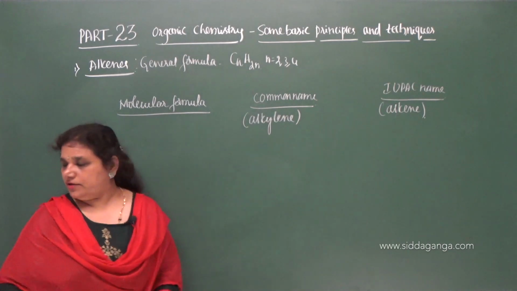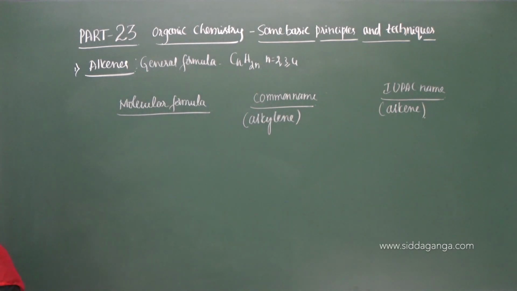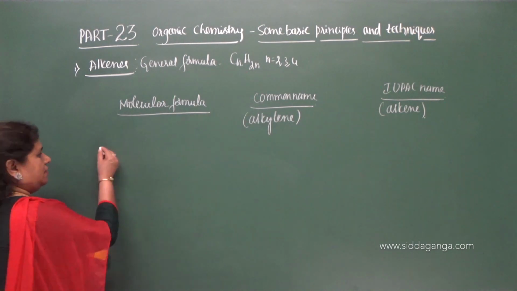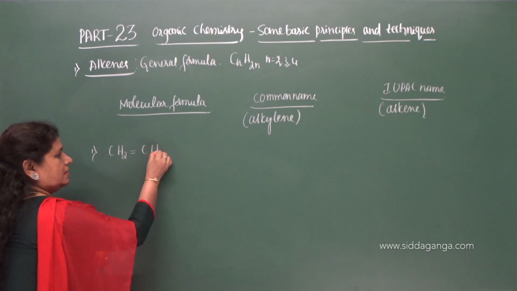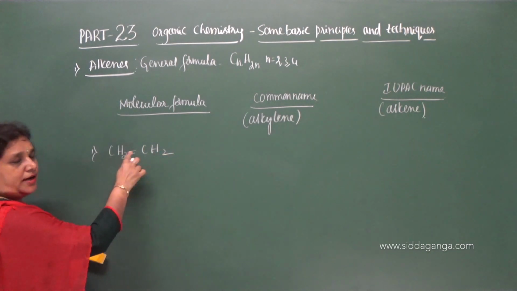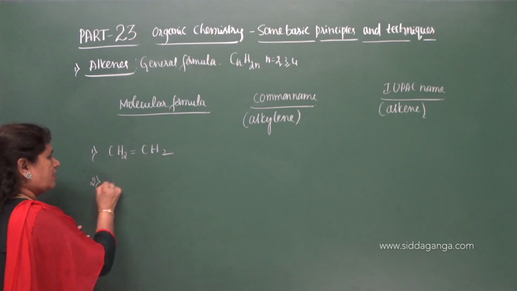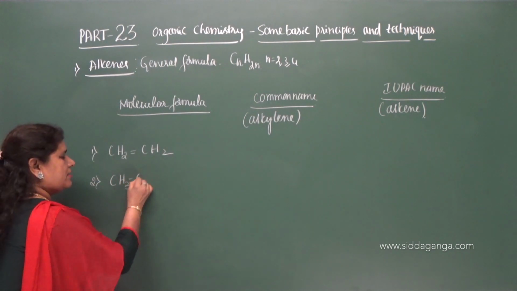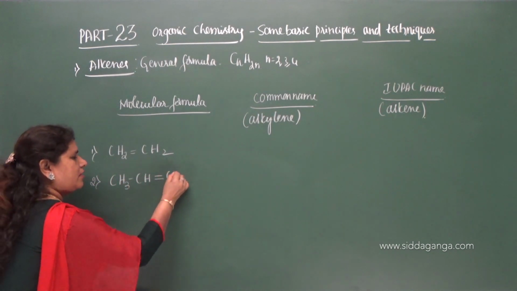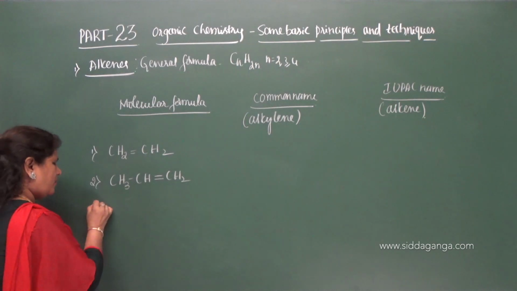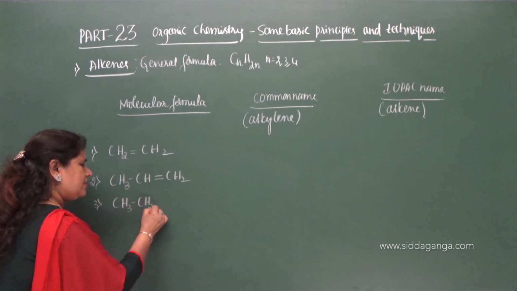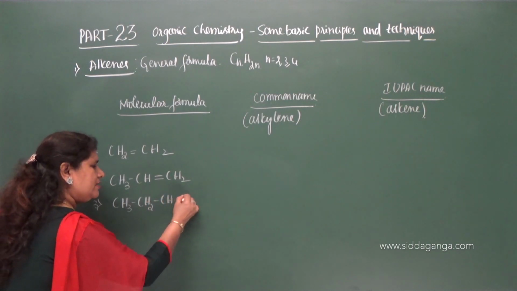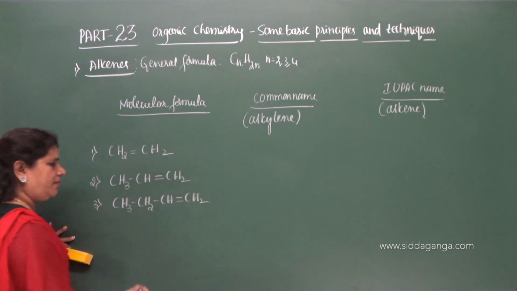So let me give the examples of this class of compounds. First compound, first member of the series, CH2=CH2. Second one, CH3CH=CH2. Third member, CH3CH2CH=CH2.